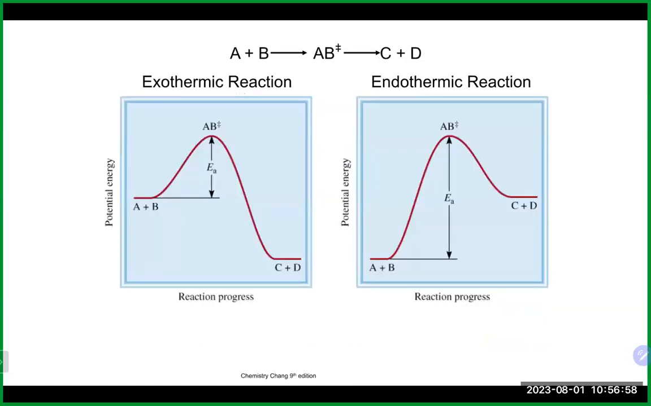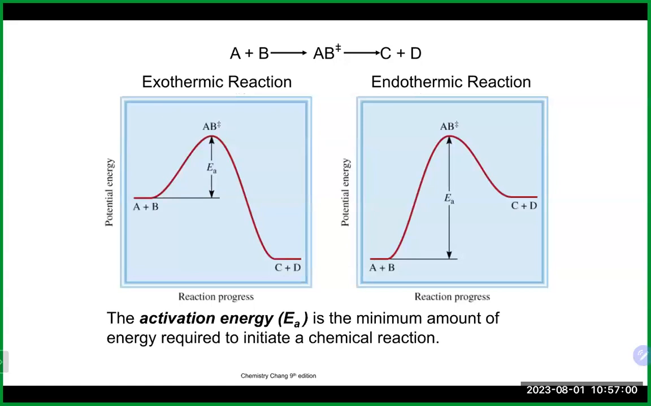All right, the next thing we're going to talk about is the effect of temperature on rates of reactions. And these are two energy diagrams. One on the left is an exothermic reaction. The one on the right is an endothermic reaction. These are our reactants. This is our products.